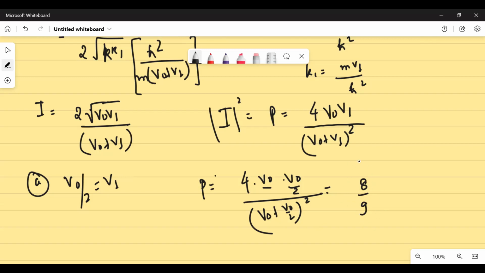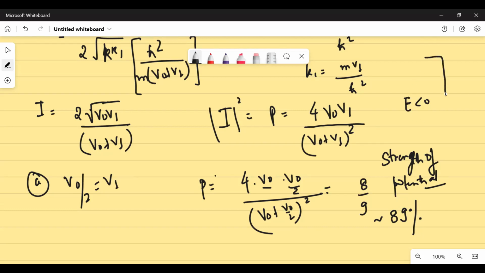So the probability of finding the particle in the new potential, when the strength of the potential is reduced to half, is 8 over 9. In percentage terms, the probability that the particle remains bound in the new potential is around 89%. Why am I saying bound state? Because the entire derivation we saw was for E less than 0, and for an attractive Dirac delta potential, there is only one bound state possible. So if the strength of the potential is halved, the probability of finding the particle in the bound state reduces to 89%.